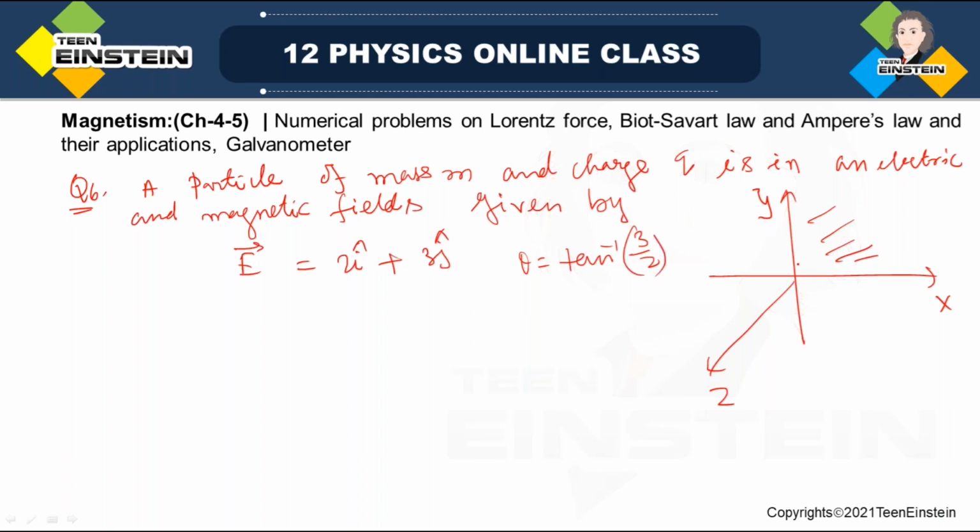Then the magnetic field is given as 4J plus 6K. So this is the magnetic field which is in the YZ plane. It is somewhere here.